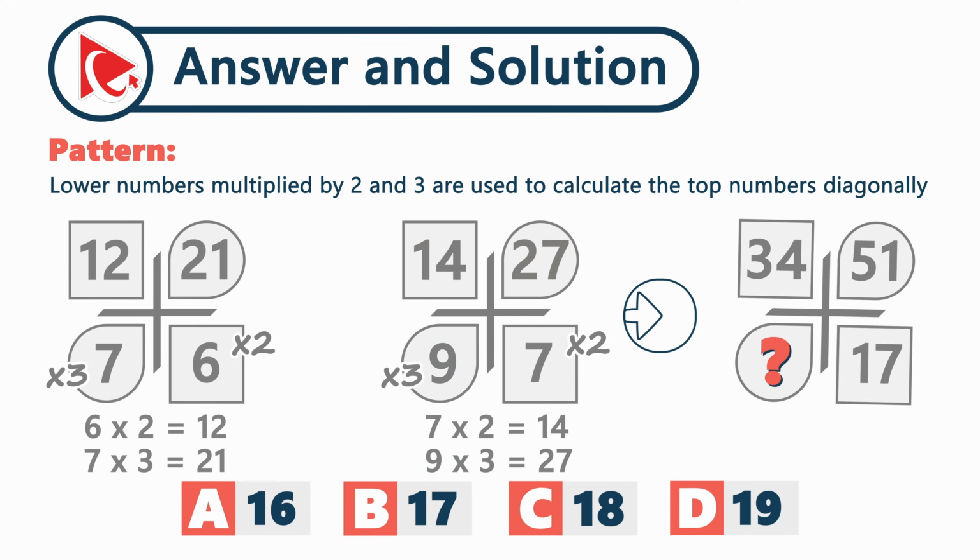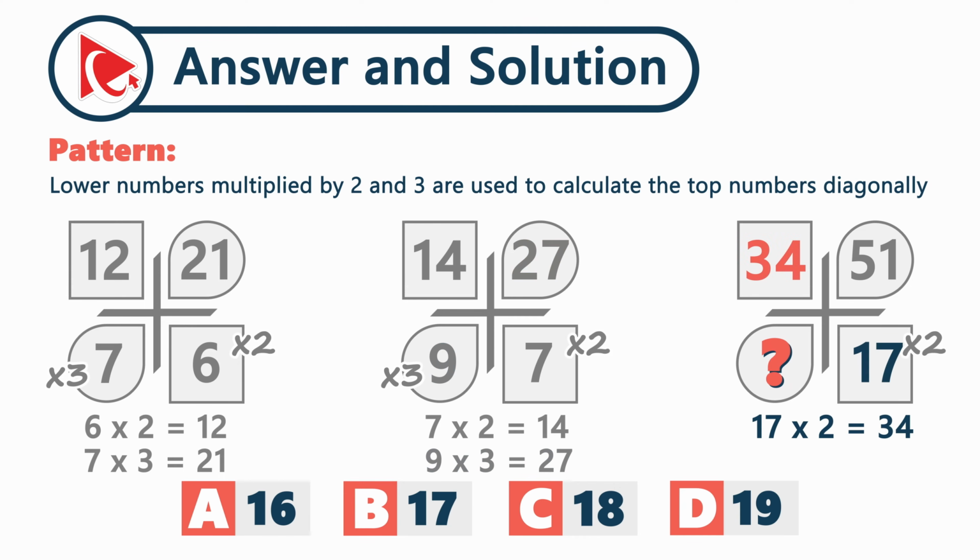Now let's switch to the third shape. 17 multiplied by 2 equals 34. And you know what time it is? It's the magic time to calculate the missing number. 51 divided by 3 equals 17. So the correct answer here is choice B, 17.